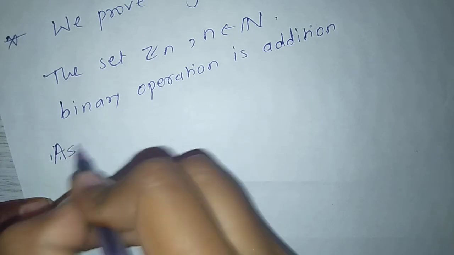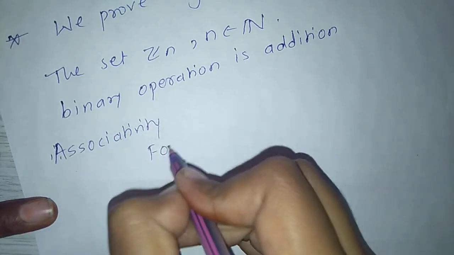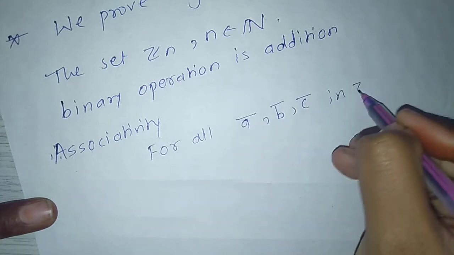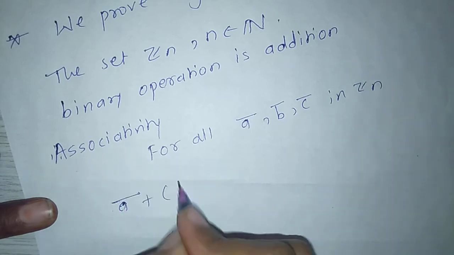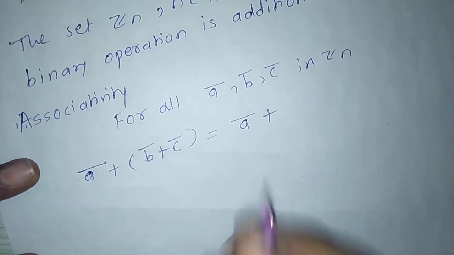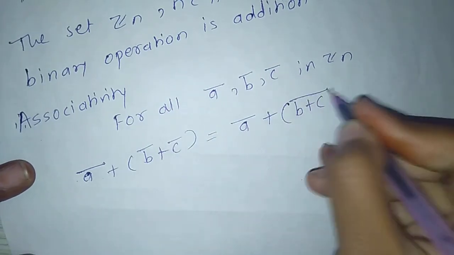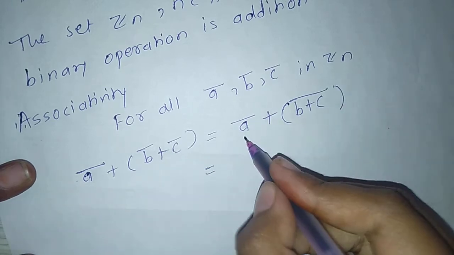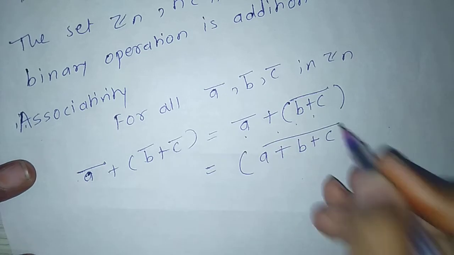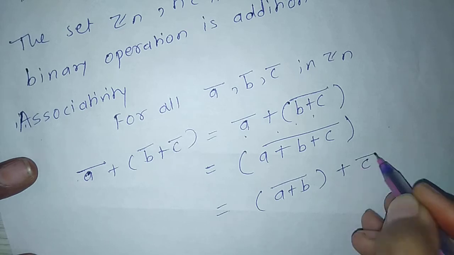Now check associativity. For all A bar, B bar, C bar in Zn, we have A bar plus B bar plus C bar, which is nothing but the A bar plus B plus C whole bar, which is equal to A plus B whole bar plus C bar.